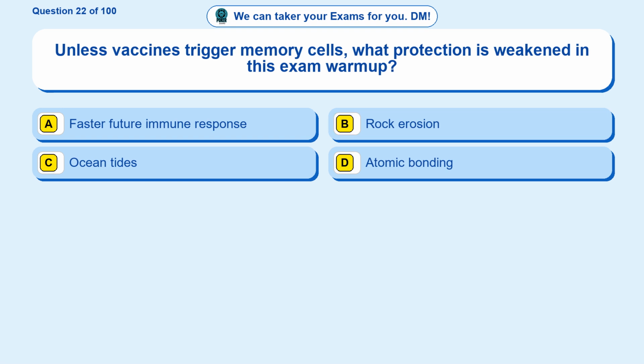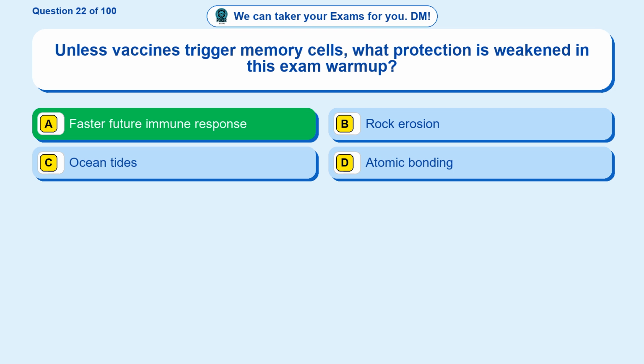Question 22. Unless vaccines trigger memory cells, what protection is weakened in this exam warm-up? Option A. Faster future immune response. Option B. Rock erosion. Option C. Ocean tides. Option D, atomic bonding. The correct answer is option A.